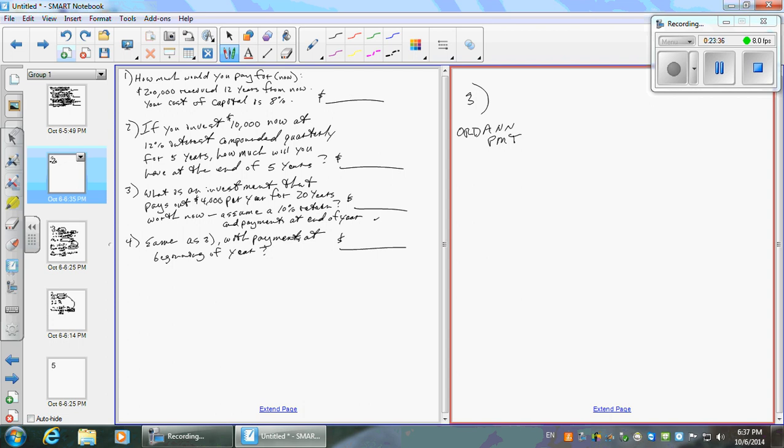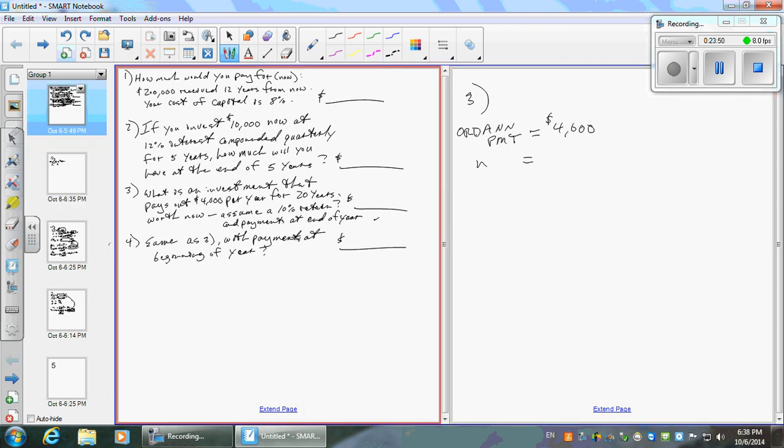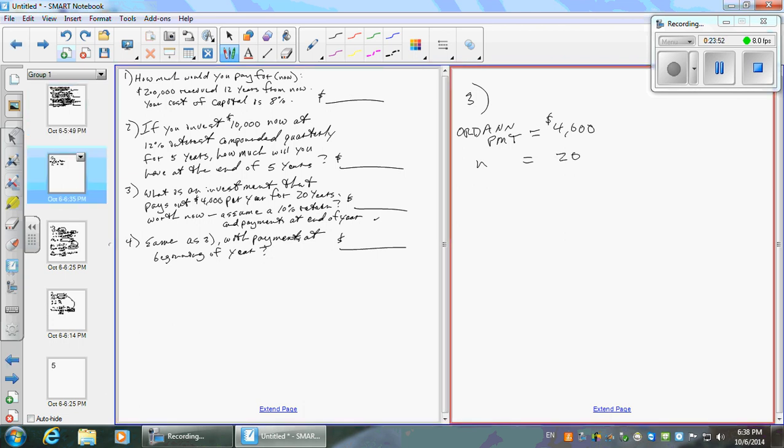Okay? All right. So we got an ordinary annuity payment. How much is it? $4,000. What do we need to know? How many of them, maybe? How many of these ordinary annuity payments are there going to be? I got 20 years. It's 20. Okay? It's going to be years this time.